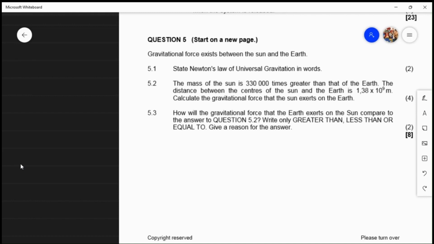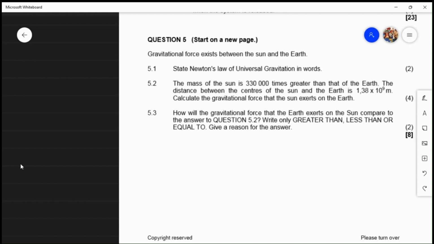However, in this particular case, we were given the distance between their centers, so we do not need to take into consideration the radius of the Sun and the radius of the Earth. However, if you are interested in knowing the radius of the Earth, it can also be found under the constants table in your formula sheet. So we have our value of r as 1.38 times 10 to the power 9 meters.